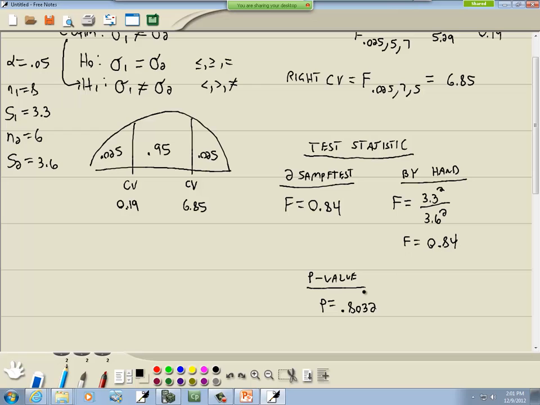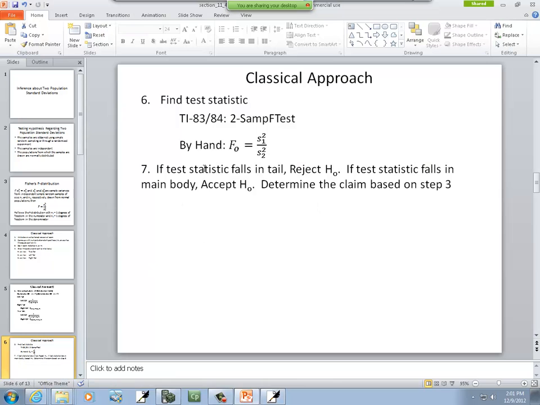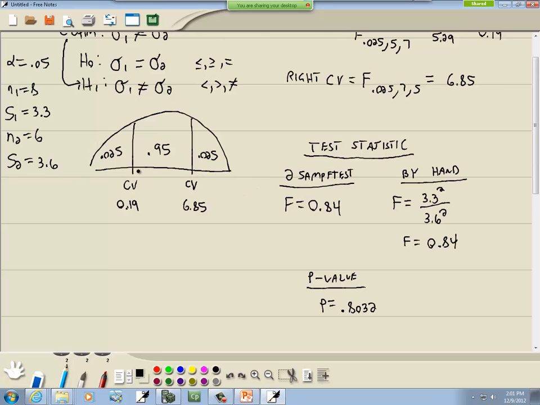Oftentimes a test statistic isn't actually that hard to find by hand, but the calculator makes it a touch easier. Okay, so now we've got our test statistic. We're still doing the classical approach, so this says to see where it falls. This is a number line. Here's 0.19, here's 6.85. 0.84 would fall somewhere in here.